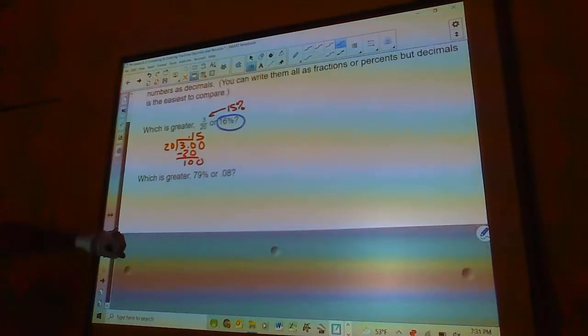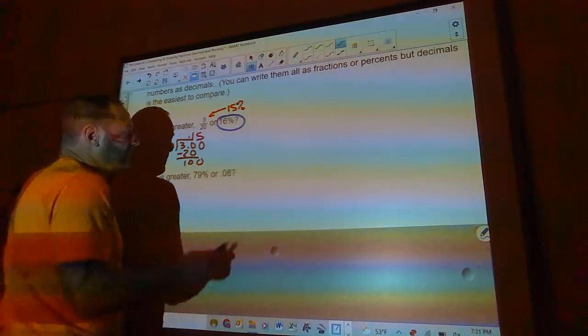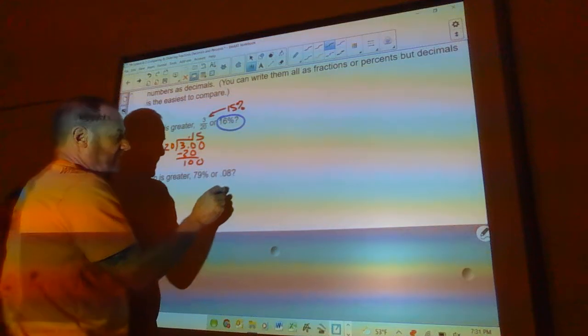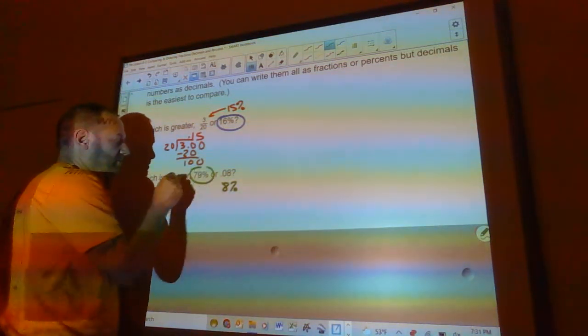Which is greater, 79% or 0.08? Well, this one's actually pretty obvious. If I change this one into a percent, that's 8%. So this one is much, much bigger.